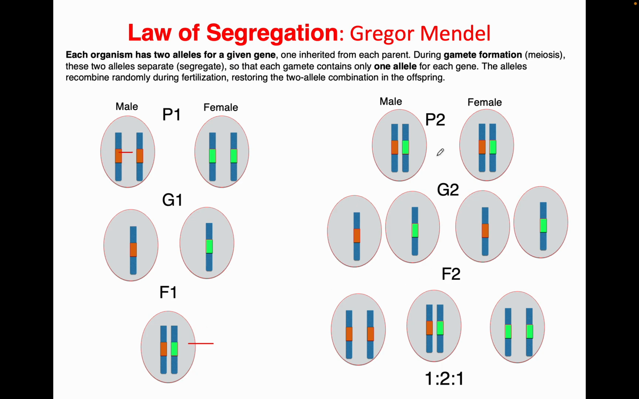And when we go to the P2 or second parent generation, again these alleles for each gene are separated, segregated, and they go to the gametes and randomly combine. In the second filial generation, the ratio is 1:2:1 genotype, or 3:1 phenotype. So this is the law of segregation, which states in short that the alleles are two for one gene, and they segregate during gamete formation and recombine during fertilization, and the recombination is random.